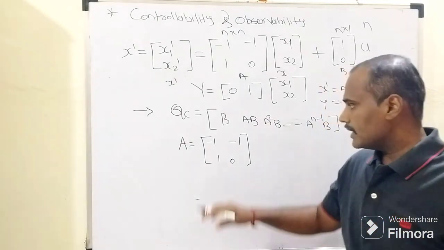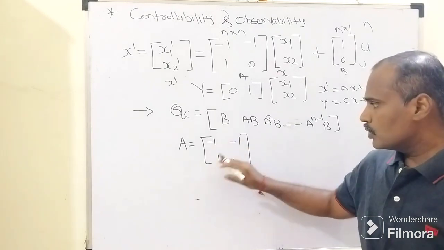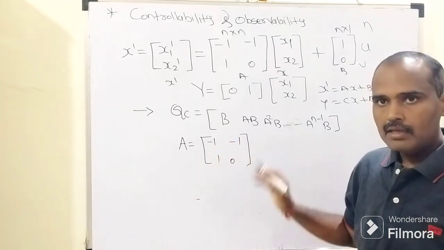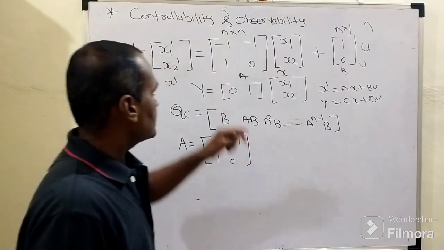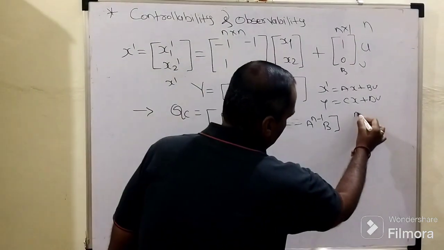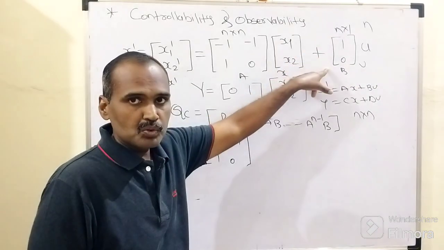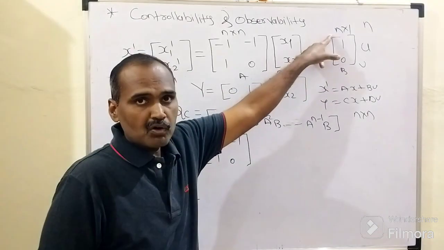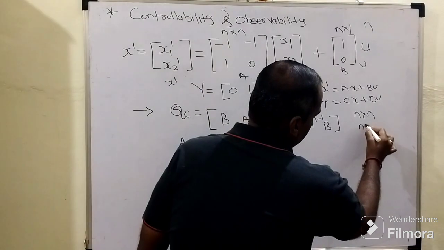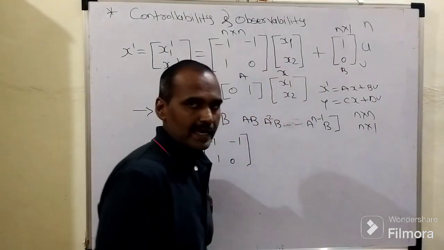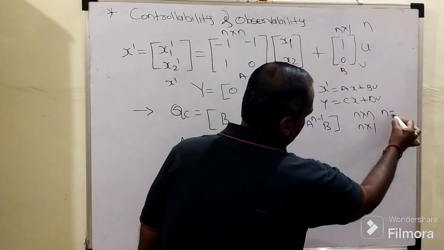Looking at this matrix A, which consists of 2 rows and 2 columns, the order of the A matrix is 2 cross 2; the order of A is always n cross n. And as far as capital B is concerned, which consists of 2 rows and 1 column, its order is always n cross 1, right? So as we have 2 rows and 2 columns, n equals 2 here.